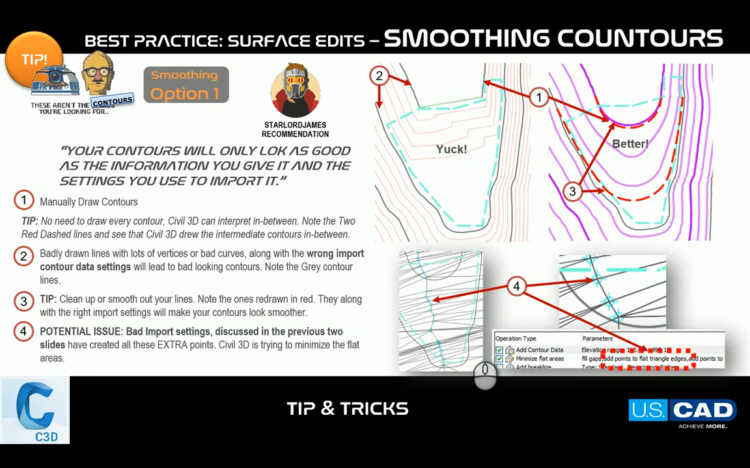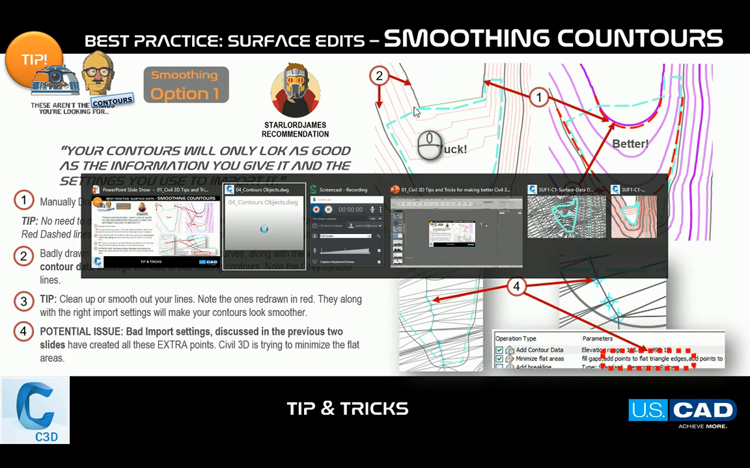All right, so let's talk about smoothing options. So how can you smooth a contour? So maybe these aren't the contours you're looking for. So this is option 1. Your contour data is only going to look as good as the data you give it. And what I mean is, if you look at this image up here, you can see that these gray lines right here are the existing data. And basically what they gave us is a very nasty looking survey here.